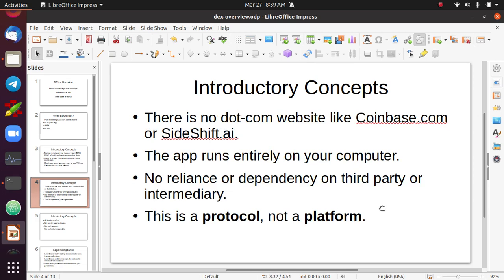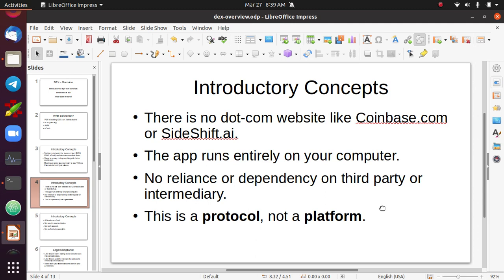Again, more high-level concepts. There is no .com website like Coinbase.com or SideShift AI. There won't be a .com or .cash website that you go to to interact with this. It's an app that runs entirely on your computer. So you're trading peer-to-peer. Everyone who is involved in the trading is just running the software on their computer. There's no reliance or dependency on a third party or an intermediary. And just to emphasize, this is a protocol and not a platform. That's actually a hashtag that I hope to see grow as a meme: protocols not platforms, or protocols are greater than platforms.